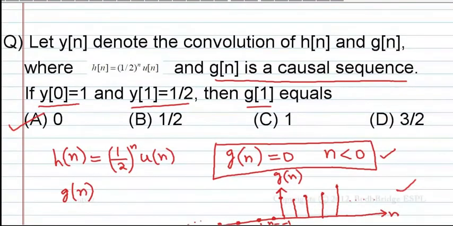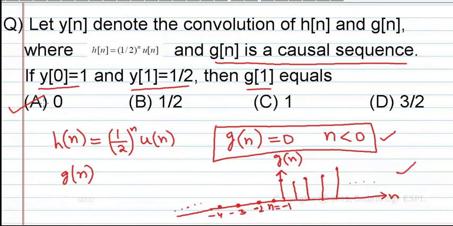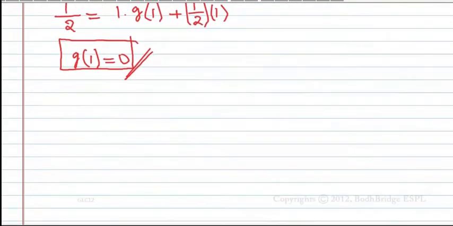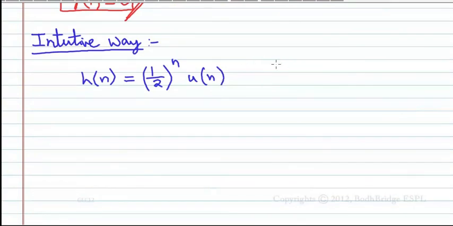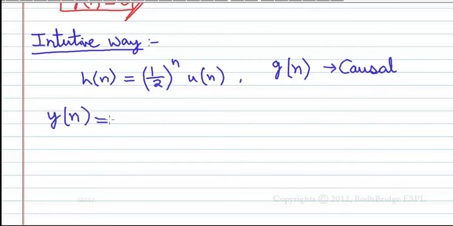As I said, you can intuitively say the answer as 0. Why? Because what is h of n? H of n is given as 1 by 2 whole power n u of n. And y of 0 he is saying is 1 and y of 1 is 1 by 2. You will see now. And what is he saying? G of n is causal. Y of n is h of n convolution with g of n. This everyone knows.